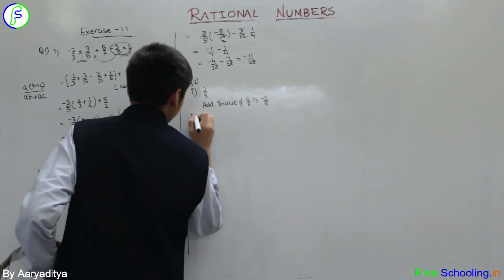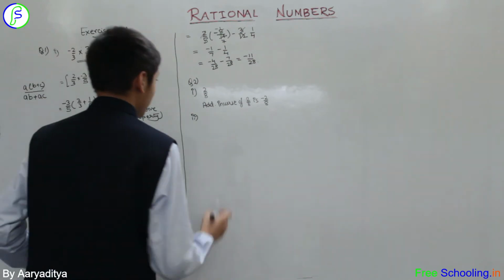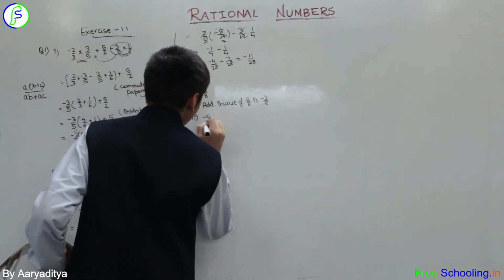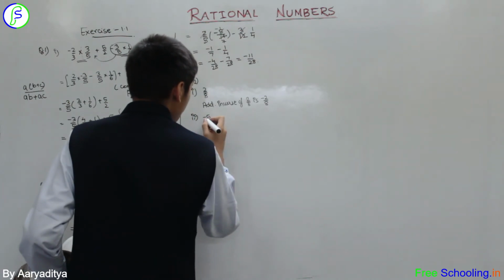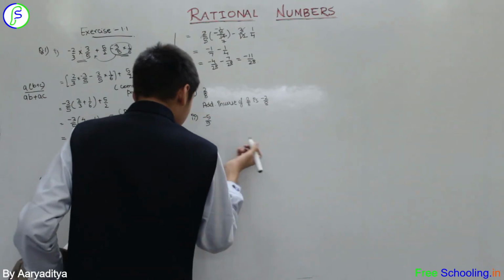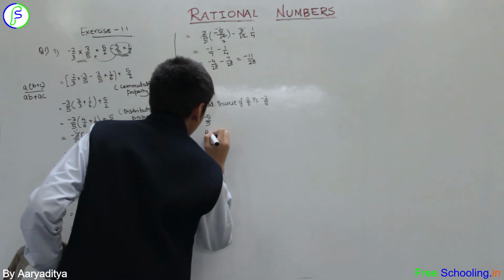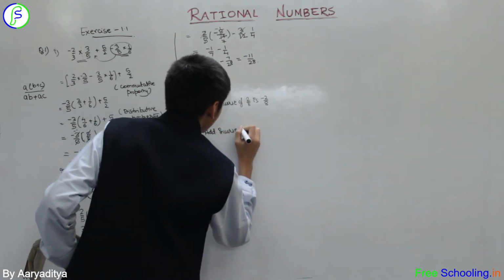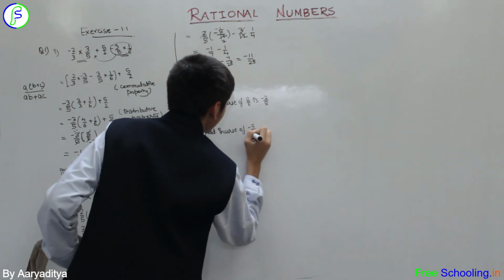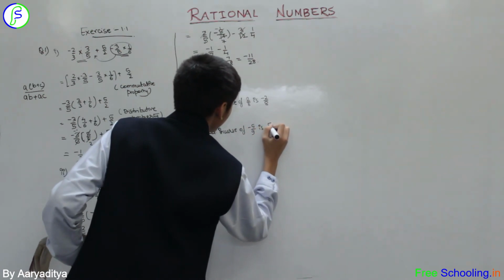Similarly, moving on to the second part. Second part has minus 5 by 9. Again, the additive inverse will be the negative of the number, that will be minus into minus 5, that is plus 5 by 9. So again we will be writing, additive inverse of minus 5 by 9 is 5 by 9.